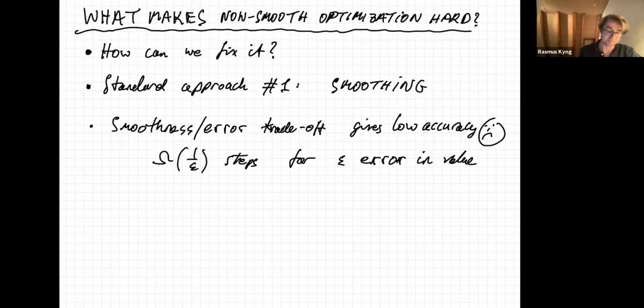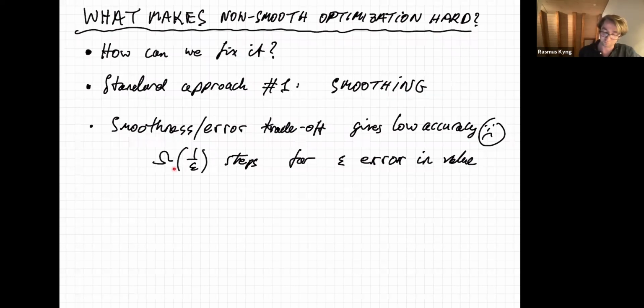Unfortunately, this gives a kind of trade-off between creating more smoothness and then introducing some error because now you're dealing with the wrong function. And this trade-off tends to inherently lead to low accuracy algorithms, meaning it works quite well if you're happy to get a crude solution to your problem, but if you want a very accurate solution, it doesn't really work, because either you smooth your function so much that you're never going to find an accurate solution, or you don't smooth it enough and then gradient descent is very slow.